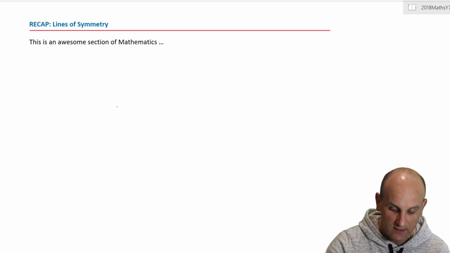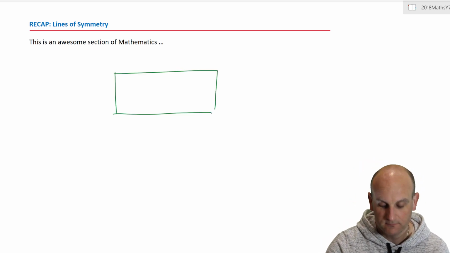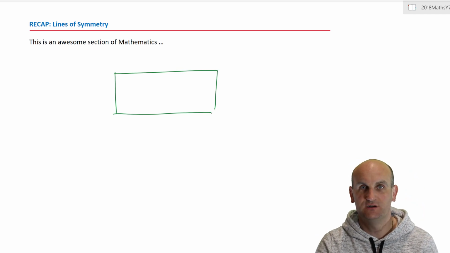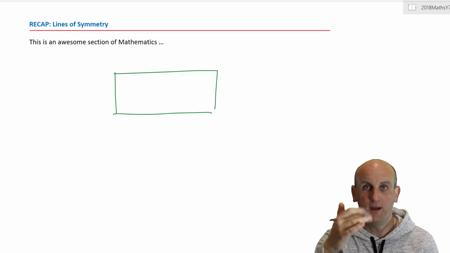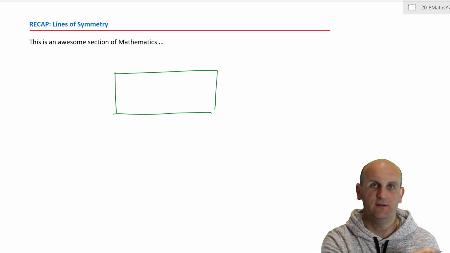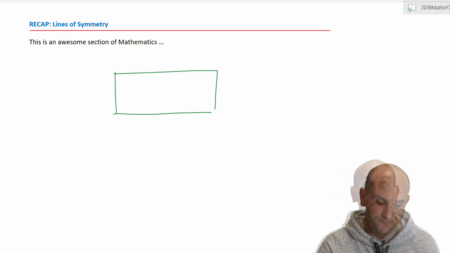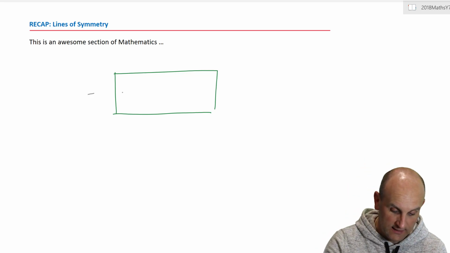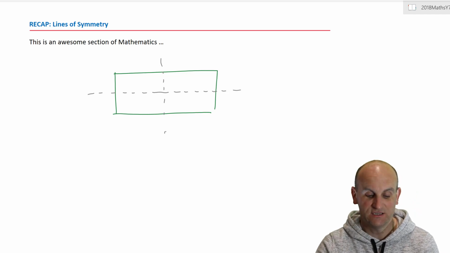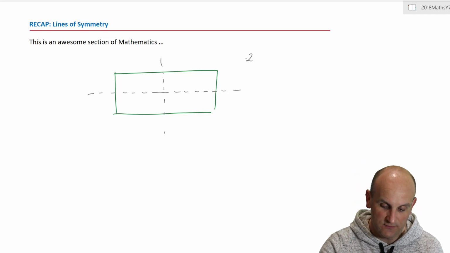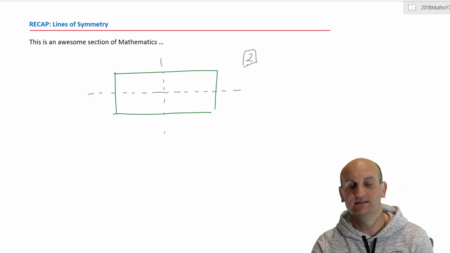So how do we do this? Well, here is a rectangle. How many lines of symmetry does that have? Well, how many times can I cut it in half and have the top half and the bottom half, or the right half or the left half, look exactly the same? Well, I'm just going to do that now. So there is one dotted line and there is another dotted line, and lo and behold, that's actually it. So in this situation, that shape there has two lines of symmetry.